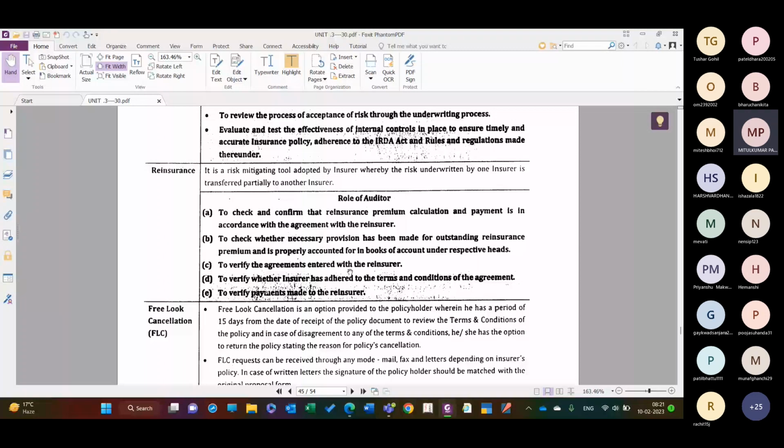Suppose, take an example: ABC company, an insurance company, has taken an insurance policy of Sachin Tendulkar, and it is for 500 crore rupees. They are charging a premium from Sachin Tendulkar, suppose 1 crore rupees every year, because the risk covered is 500 crore rupees. But ABC Limited is not able to bear that kind of liability if there is an unfortunate event or Sachin Tendulkar dies in future.